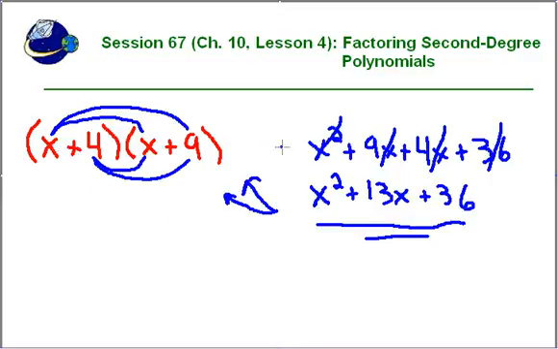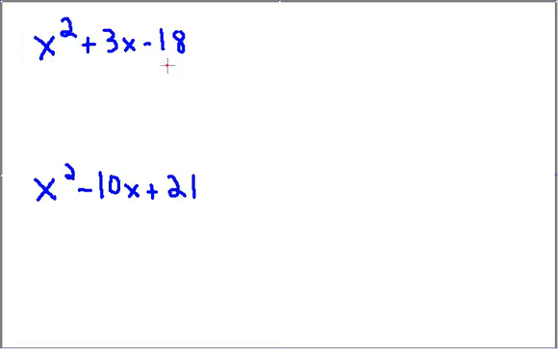Remember here, we had one term that was x squared. We had one term that was a constant, 36, but we had two terms that had an x in it. We had a 9x and a 4x. And that came as a result of this 4 being multiplied by this x, and then this 9 being multiplied by this x. But very simply, there was only one way for us to come up with our x squared.